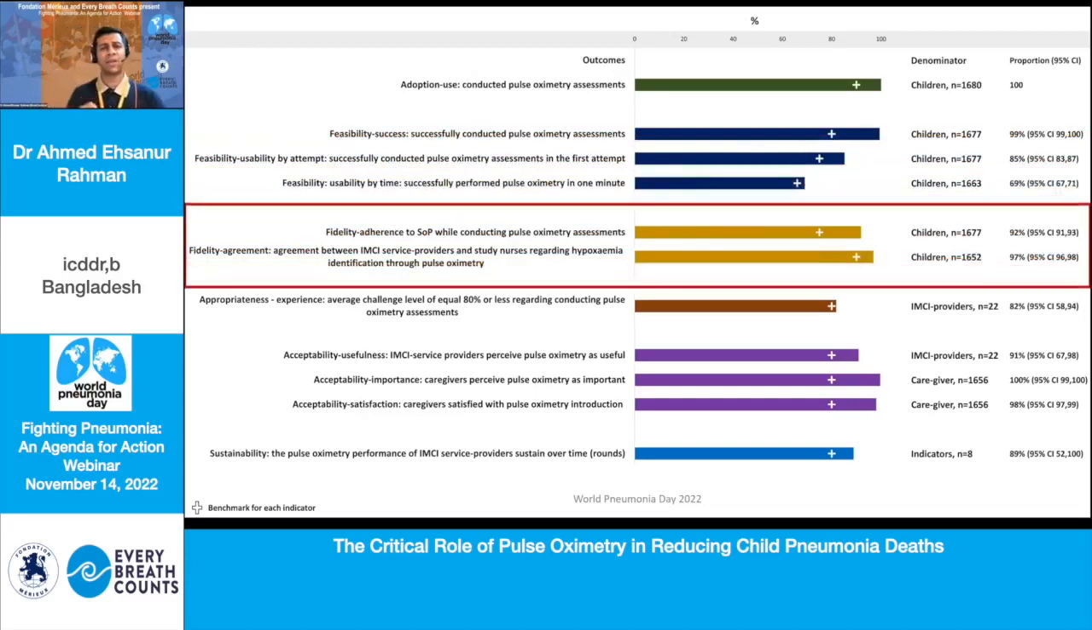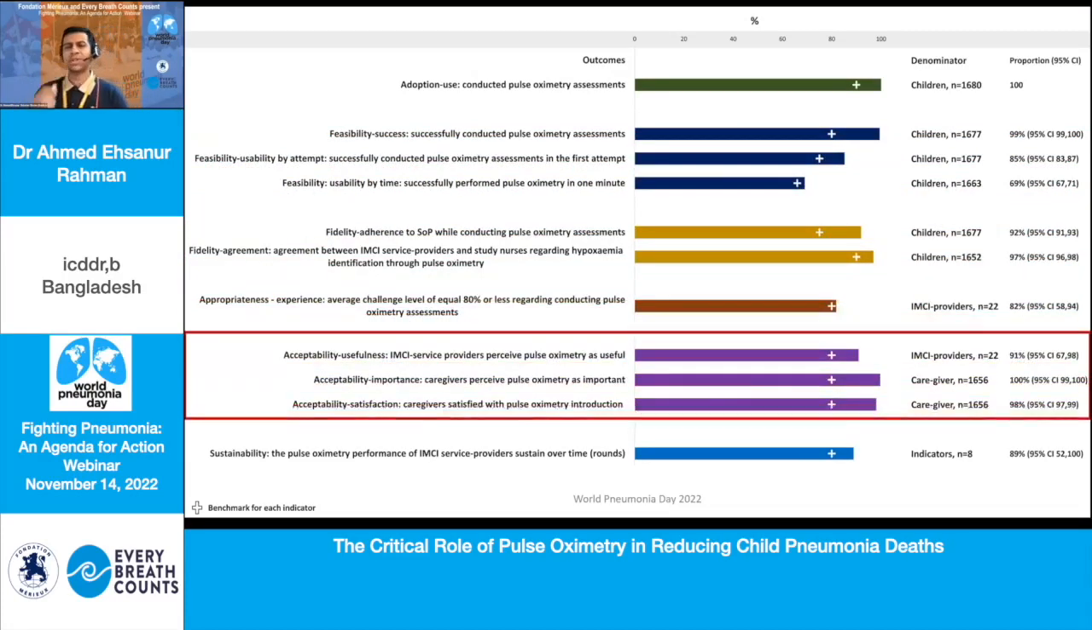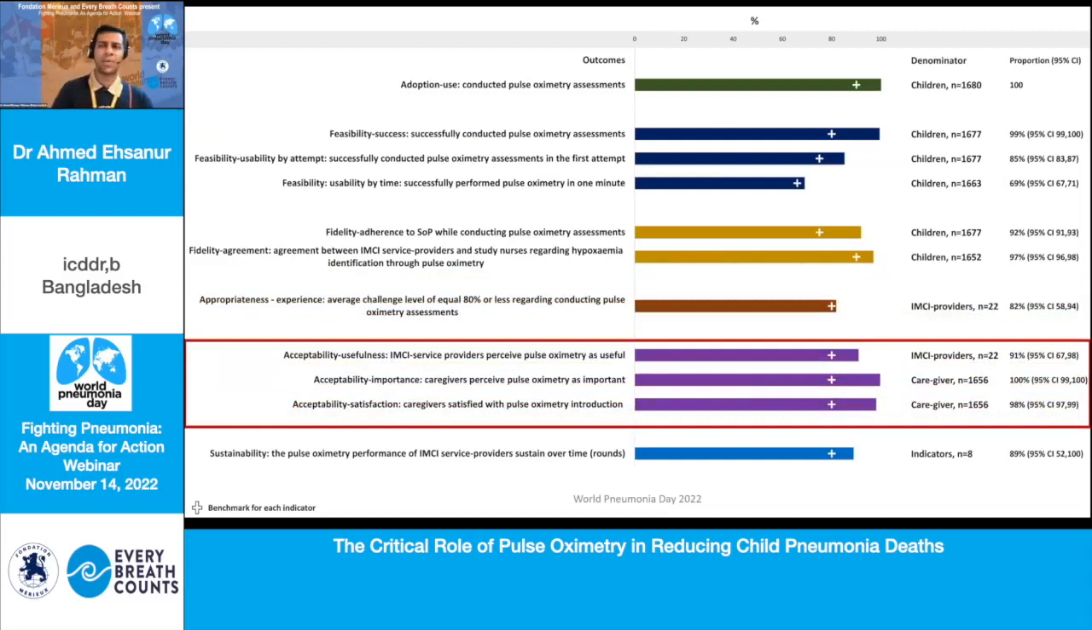Regarding the fidelity, where they're following the standard operating procedures and the steps, again, it was more than 90%. Then we also looked at acceptability. Did the healthcare workers feel that this pulse oximetry use was useful? Was it important? And we also asked the caregivers of the children, do you think that this is useful? And if you visit the facility next time, are you going to allow your child to be assessed with the pulse oximetry? And for all of these cases, the result was more than 90%.